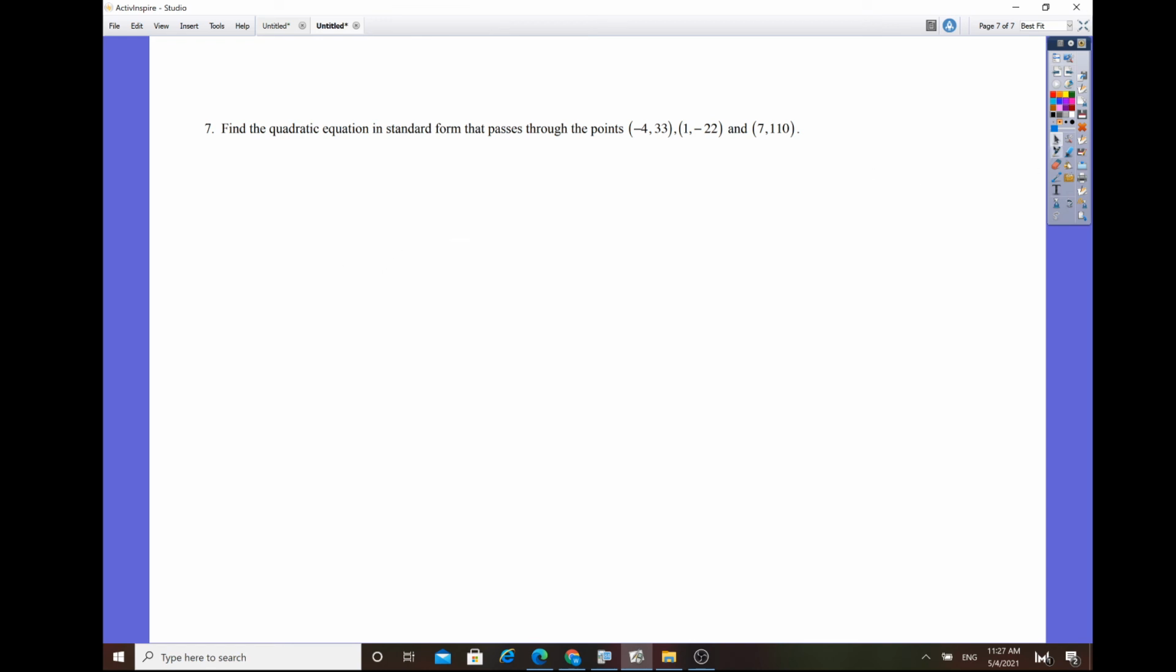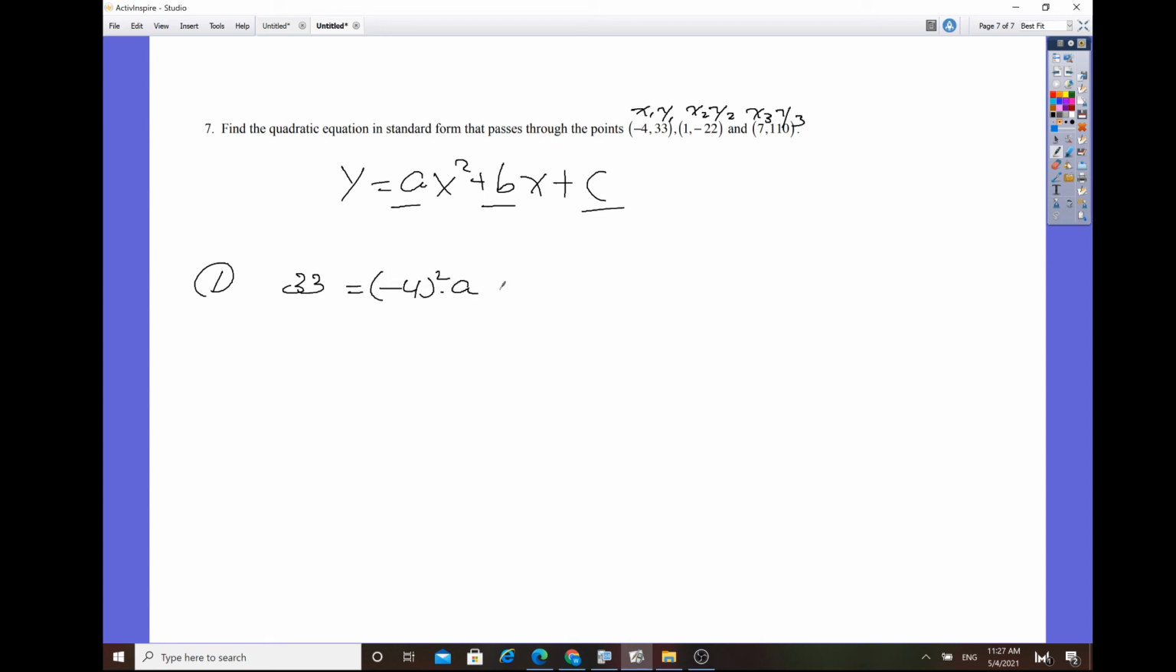We do know that the quadratic equation is written as y equals ax squared plus bx plus c. Using x1, y1, x2, y2, x3, y3, we'll be able to set up 3 equations, since we have 3 different constants. For the first one, y equals 33: -4 quantity squared times a, minus 4b, plus c. Rewriting it, 16a minus 4b plus c equals 33.